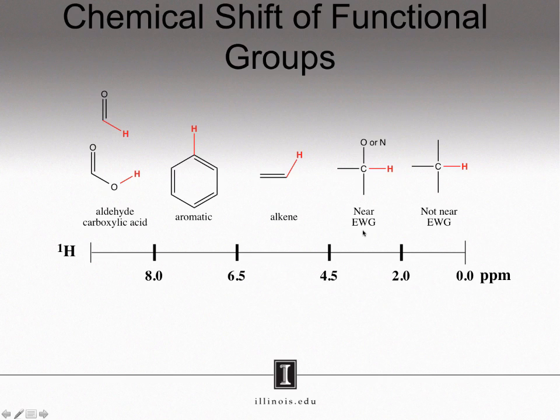If we continue moving downfield, we find hydrogen atoms attached to alkenes, hydrogen atoms attached to aromatic rings, of which a phenyl ring is a common example, and finally, farthest downfield, we have hydrogen atoms that are a part of an aldehyde or a part of a carboxylic acid.